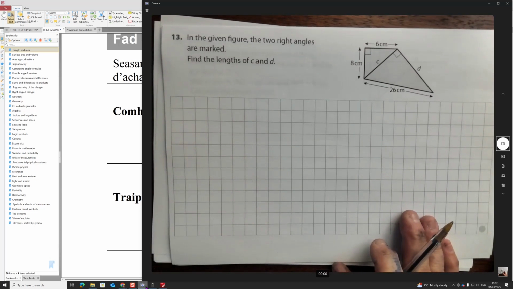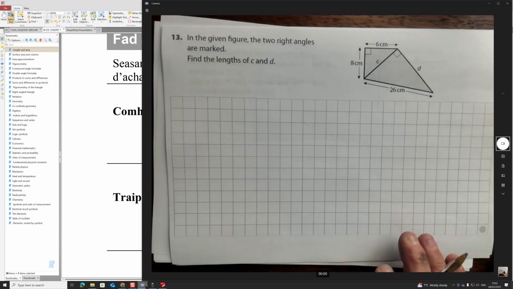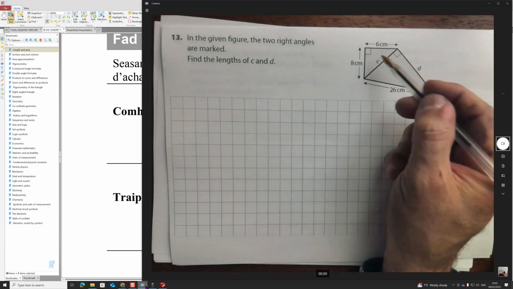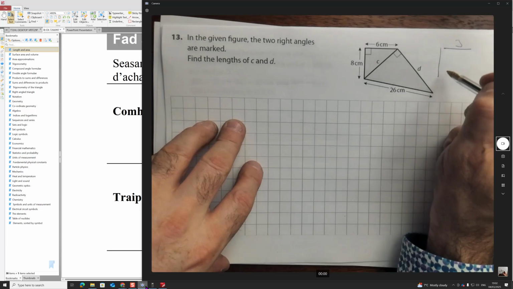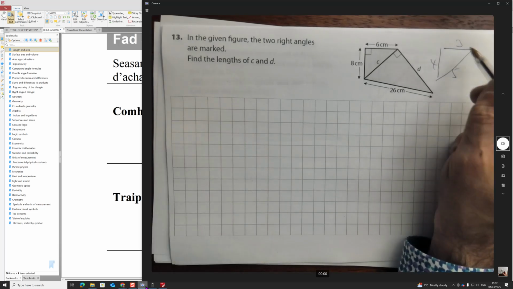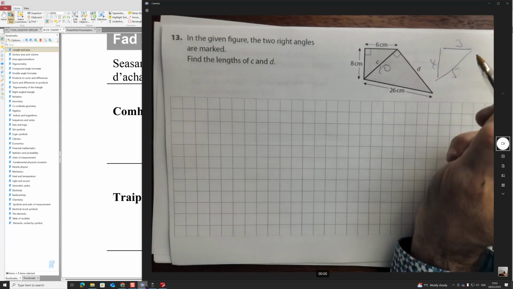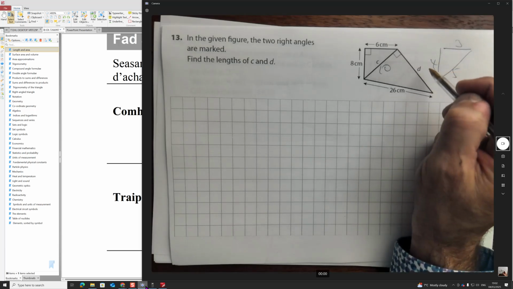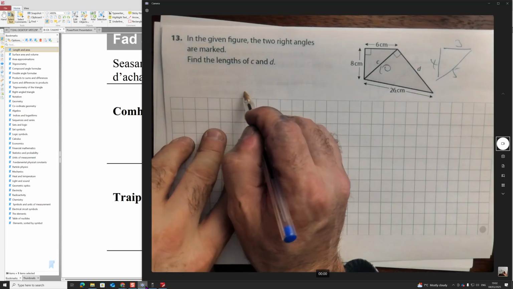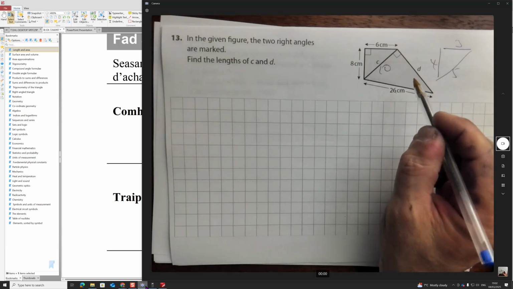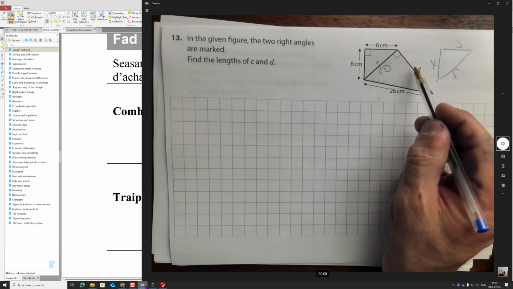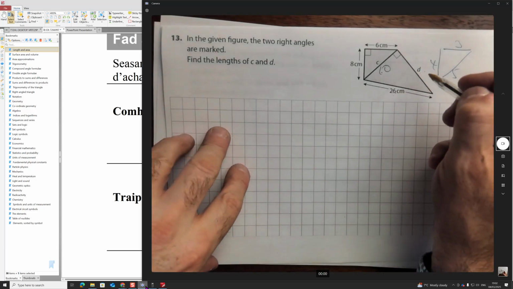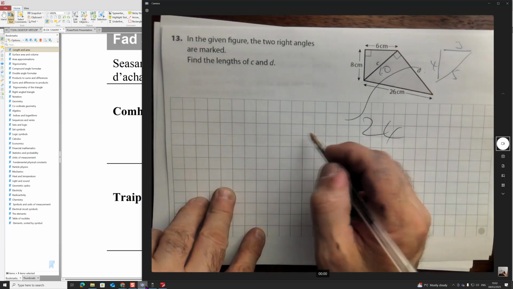13, in the given figure, the two right angles are marked. Okay, find the length of sides C and D. Okay, you can go ahead and square up, but again I'm going to say that by inspection I identify this as being twice as big as this. So this is 10. And then this is twice as big as the one with 5, 12 and 13. So this is the equivalent to the 12 side, but it's double, so this is 24.